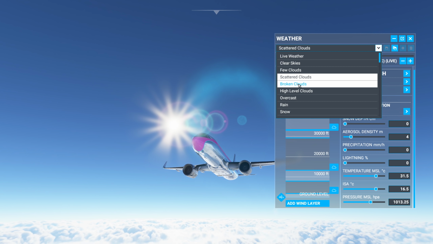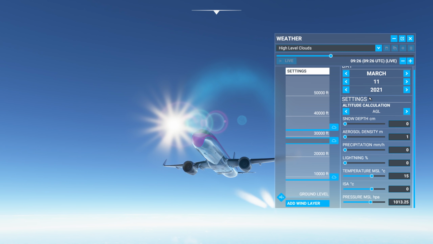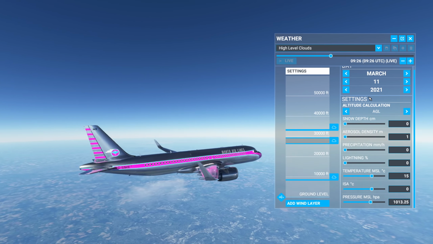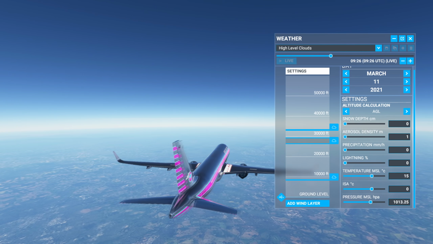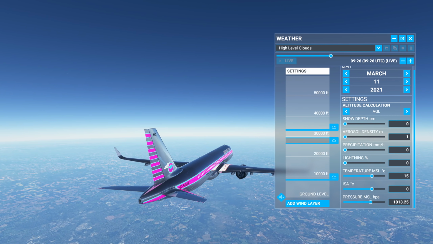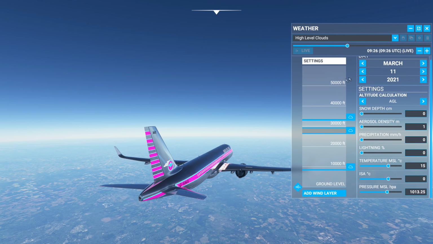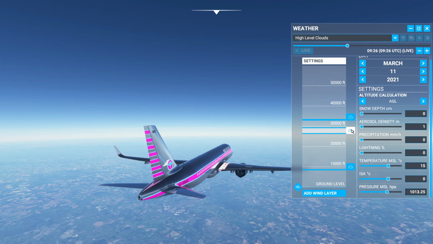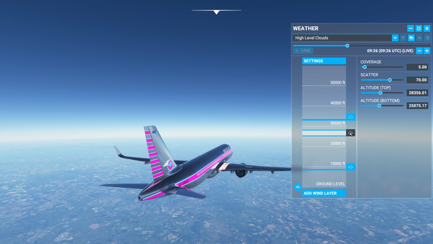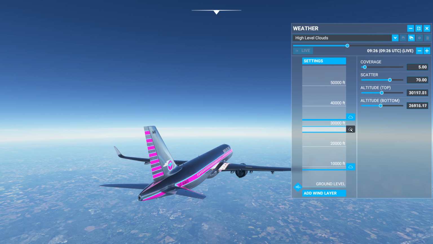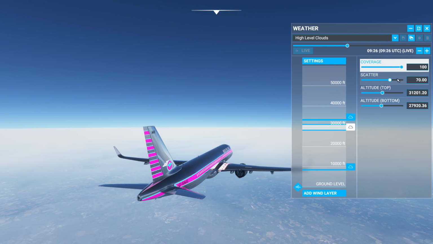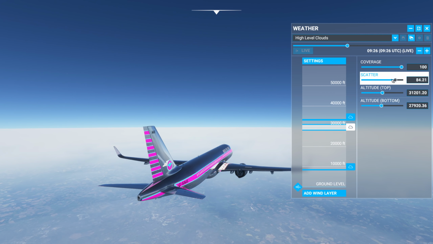So let's go to high level clouds. There we go. Often a sign with high level clouds is that there is more humidity up there. There's a whole load of information that goes into meteorology that I'm not going to be able to attempt to explain. But what I'm going to do is take this layer and put the top of this layer just beneath us, at 32,000 feet. Then I'm going to make its coverage 100% and remove its scatter.